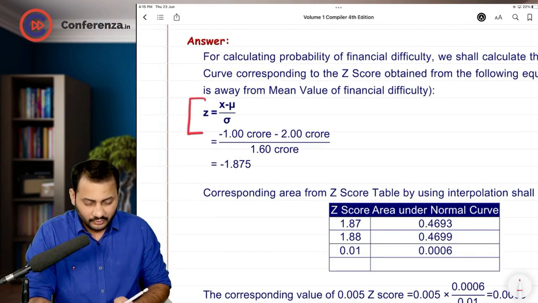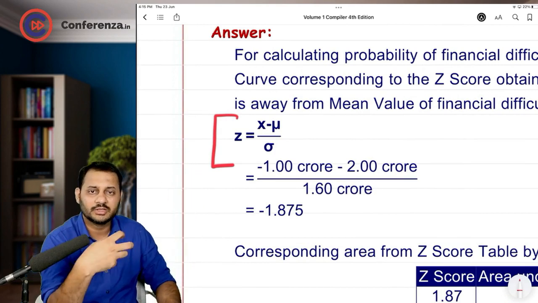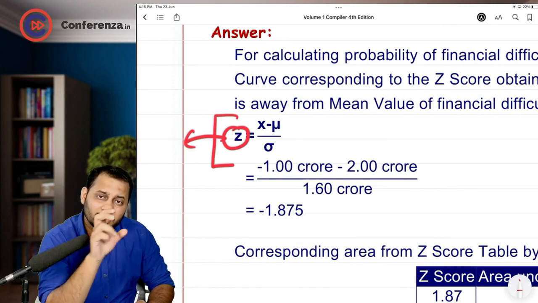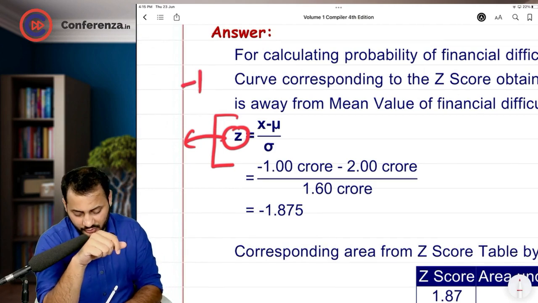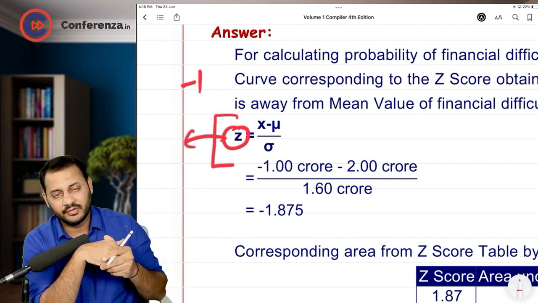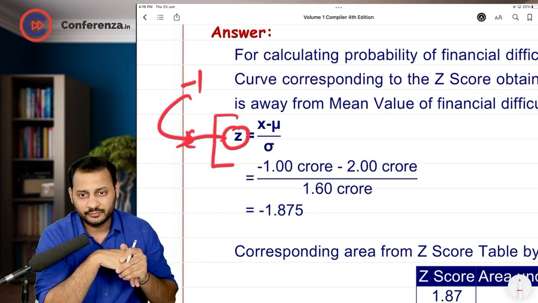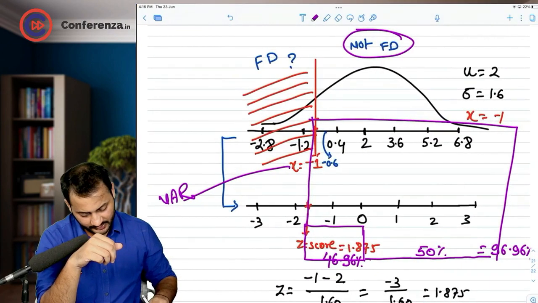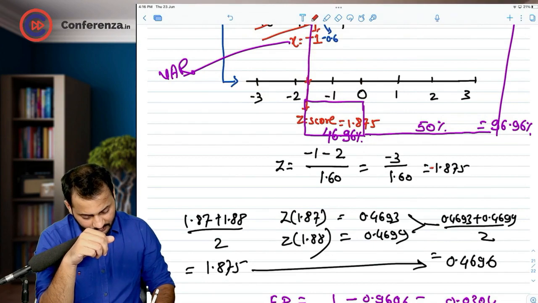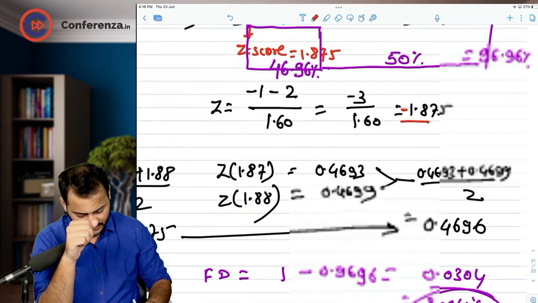What we did first is we calculated the z-score. Now please understand this entire formula from your own perspective. Z-score is nothing but the equivalent standard deviation value on this normal table. We cannot use -1 and find its value in the table, because -1 crore is the figure of this question only. We have to find the equivalent table value, which goes to -1.875. See here, -3 divided by 1.6 goes to -1.875.